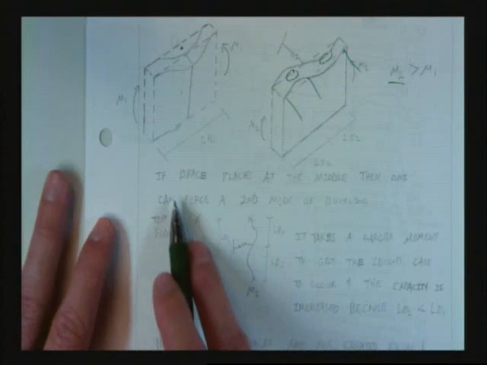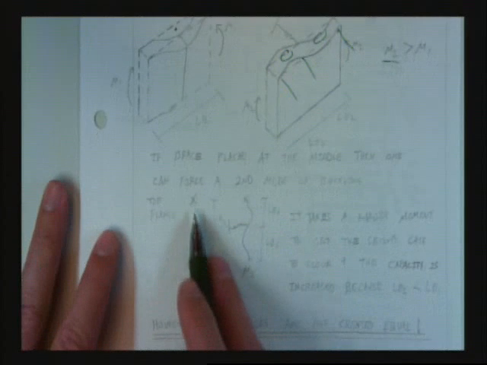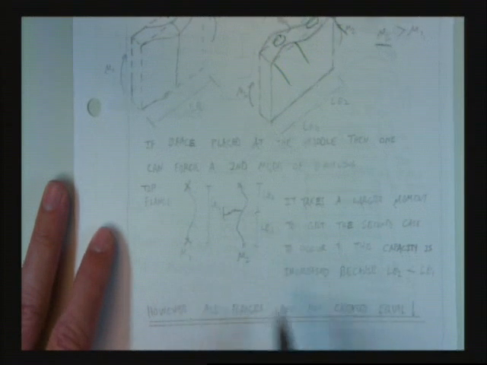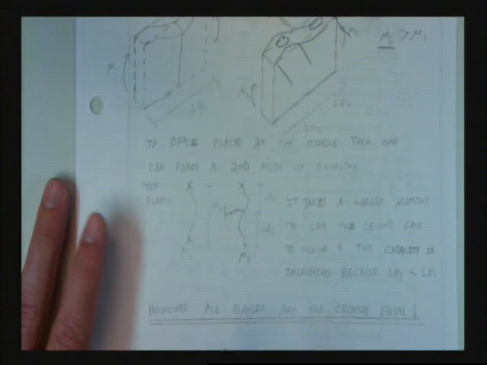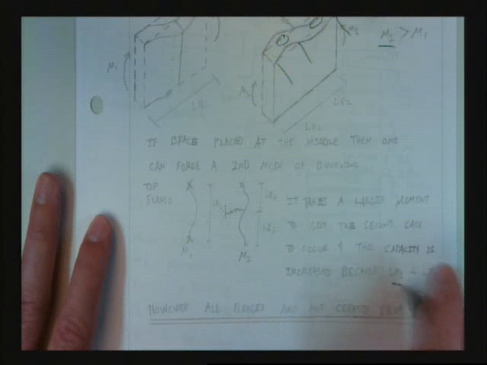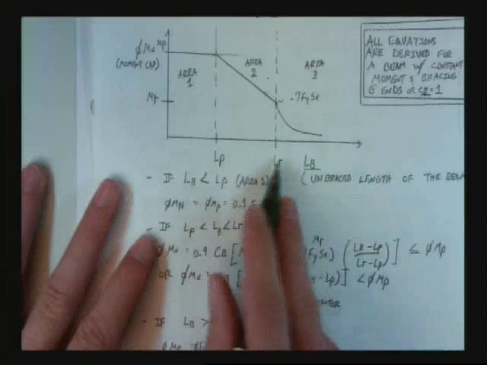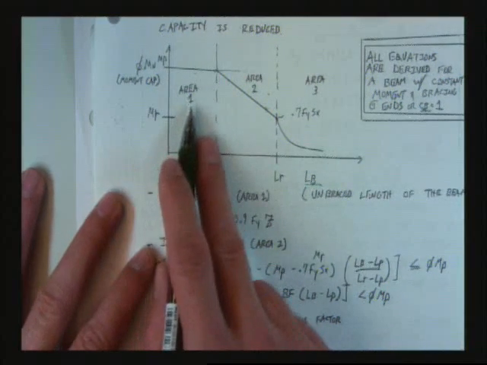If the brace is placed at the middle, then one can force a second mode of buckling. Here's the top flange. Here it is with the brace there. It looks something like that. It takes a larger moment to get the second case to occur, and the capacity is increased because L sub B2 is less than L sub B1. If you're still confused about this, go back to our beautiful snail chart we showed previously. As your unbraced length goes down, your capacity goes up. You with me? Yay!